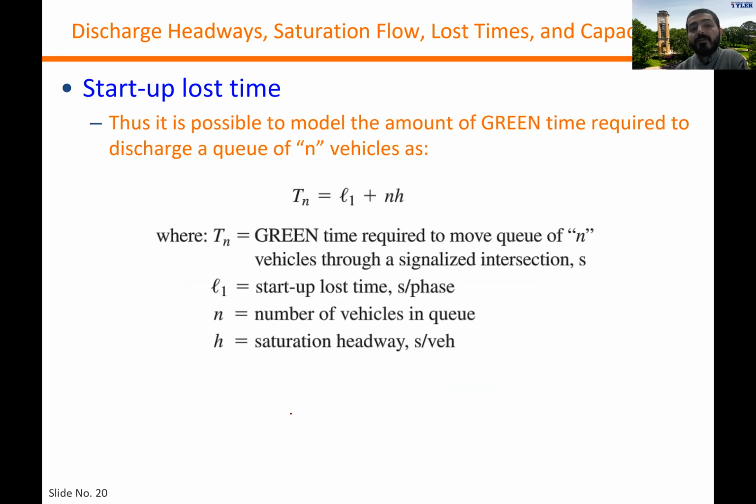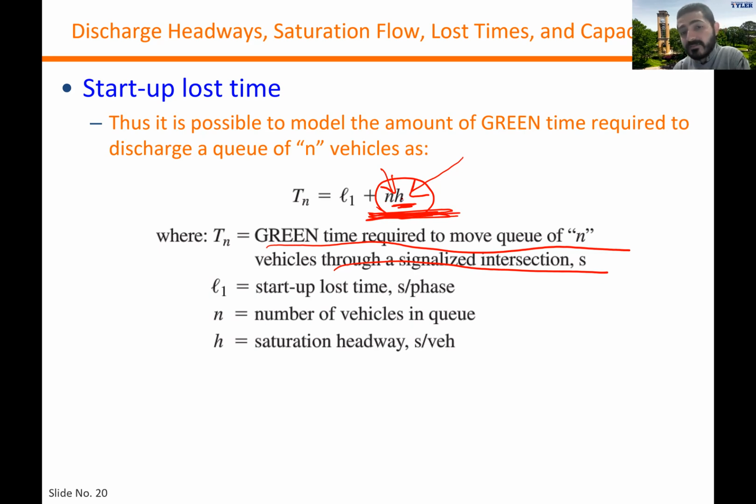So really, the startup loss time in this equation here, this is Tn, which is the green time required to move a queue of n vehicles through a signalized intersection. What we're saying is, in reality, it's not just that if I know the number of vehicles that will cross this intersection and multiply by the headway, I get the seconds needed by every vehicle to clear the intersection. Theoretically, this is all you need. This is the only green time you need, which is number of vehicles times the headway.